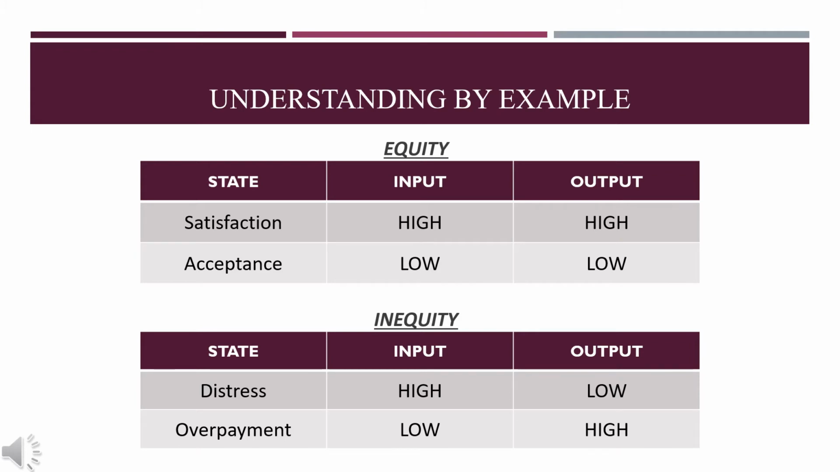The former, satisfaction, requires a high input for a high output, and acceptance requires a low input resulting in a low output. Inequity, however, being the absence of fairness, can be subdivided into two states, distress and overpayment. Distress would require a high input and result in a low output, whereas overpayment would require a low input and would result in a high output.